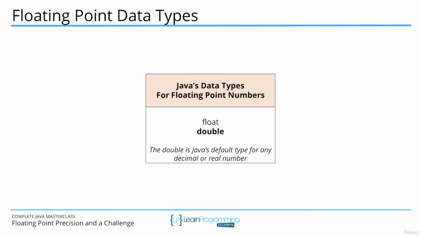In the previous video, we were introduced to the primitive types Java uses to store real numbers, the float and the double. In this video, we'll take a look at the differences in precision when using arithmetic.